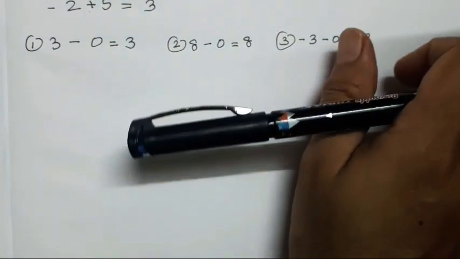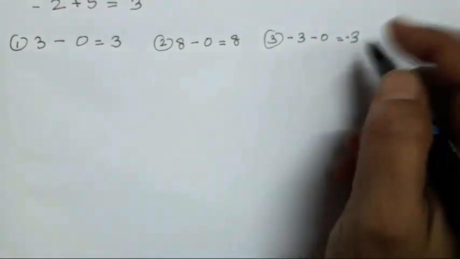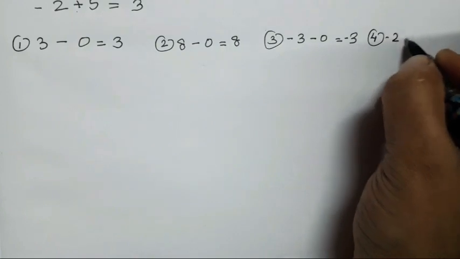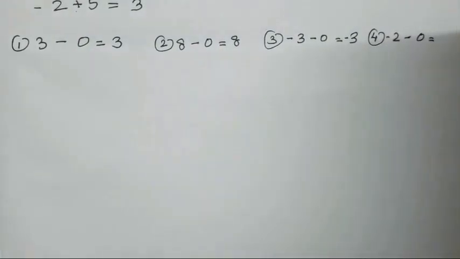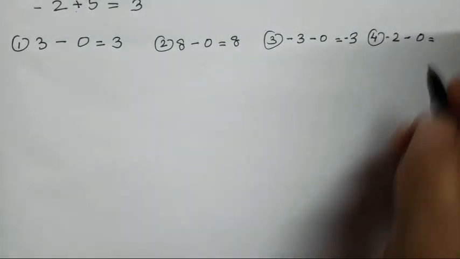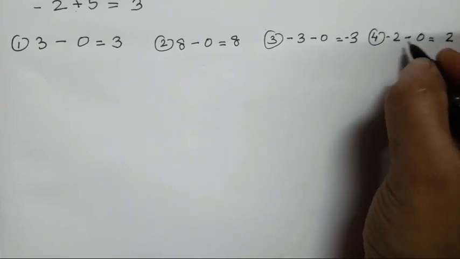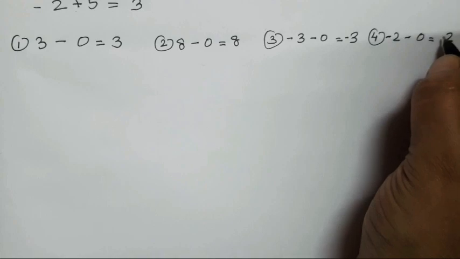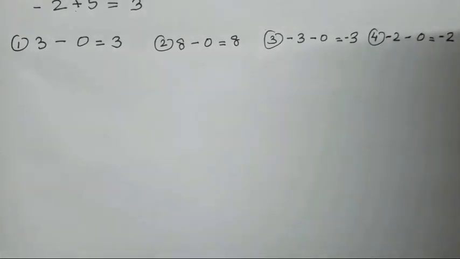Over here also many of you make mistakes. Remember, you have to give the sign of the bigger number. Minus 2 minus 0, so again over here the answer will be 2 and minus will be plus. So the answer is going to be the sign of the bigger number, that is minus 2.